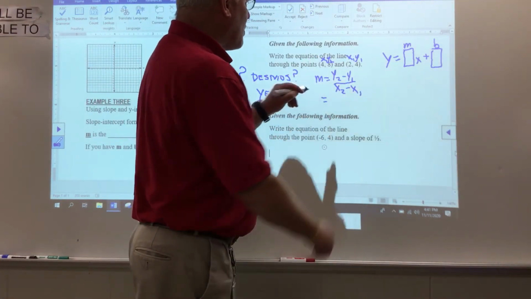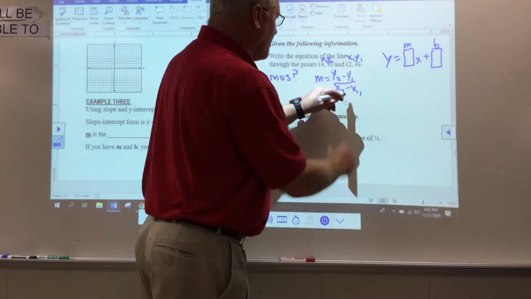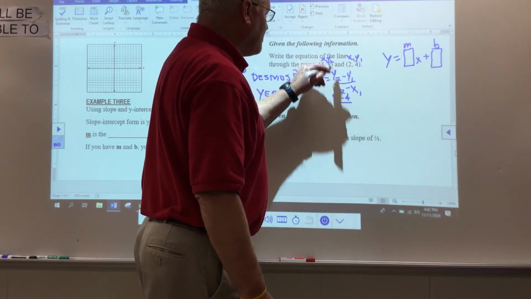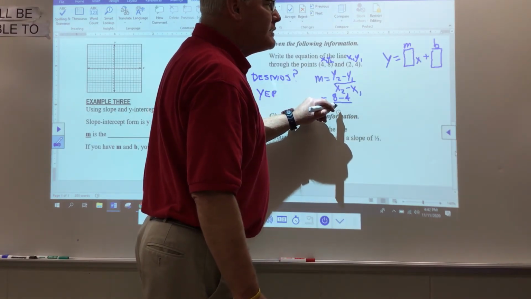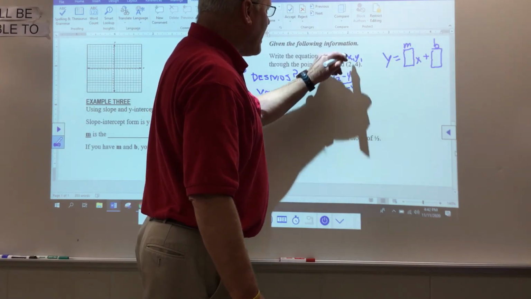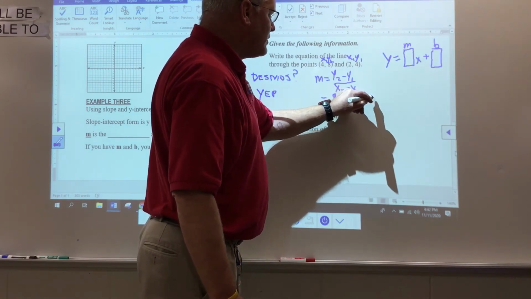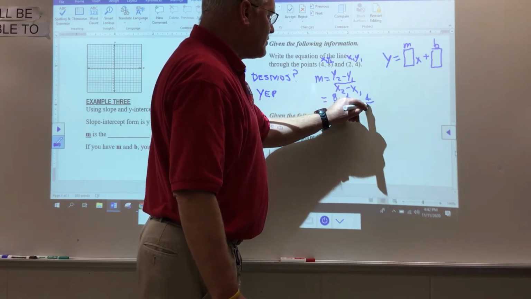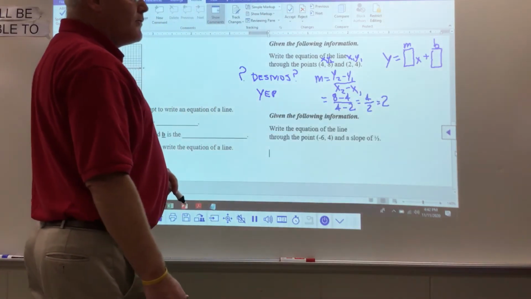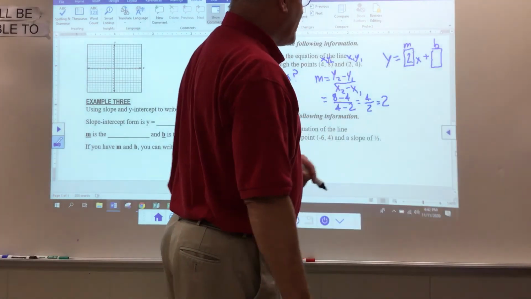Those values, my y sub 2 is 8 minus my y sub 1 is 4, all over top of my x sub 2 which is 4 minus my x sub 1 which is 2. So I got 8 minus 4 which is 4, all over 4 minus 2 which is 2. I've got a slope of 2. So I can put that in right here if I wanted to.